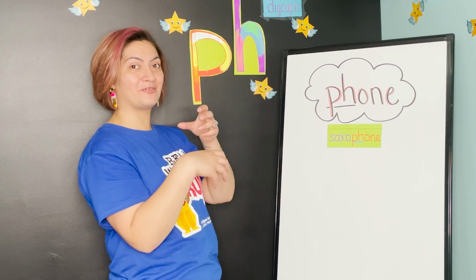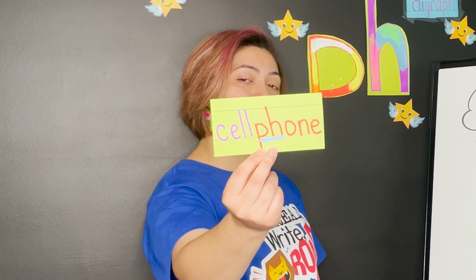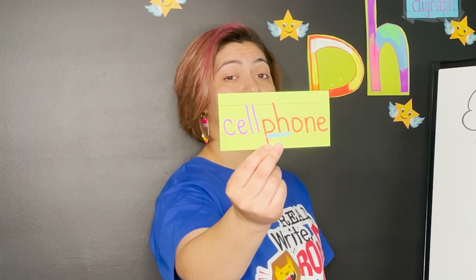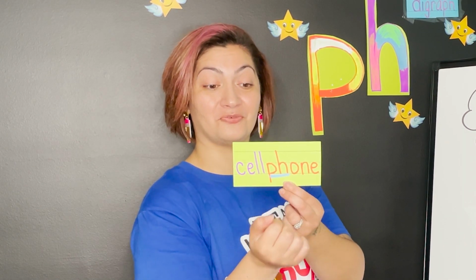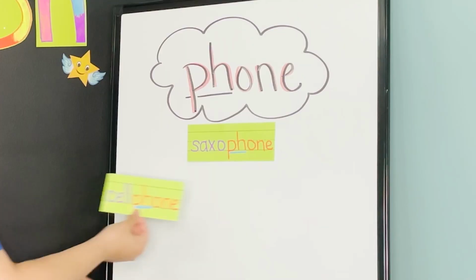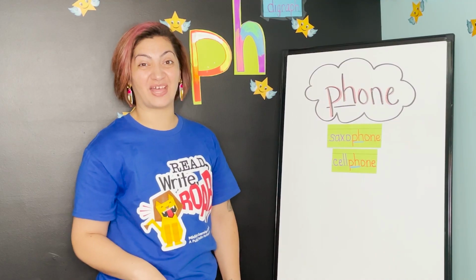Do you know what a saxophone is? A saxophone is an instrument that you could play with your mouth, right? All right, here's our next word, scholars. And in this word, you have the soft C at the beginning because there's CE. So you're going to hear the S sound. Do you know what that word is? Cell phone. A cell phone. Maybe you have a cell phone at home.